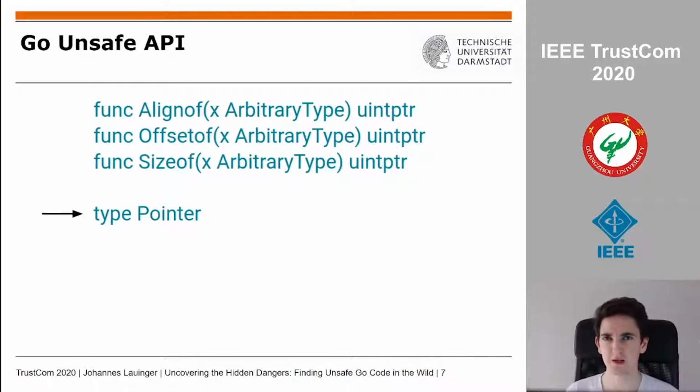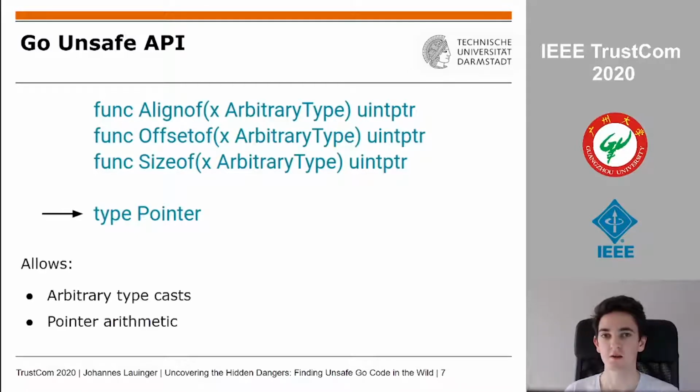Now, the Unsafe API is a package of the Go standard library, and it contains 4 members. 3 of them are functions, and then there's also the pointer type. And this pointer type, I marked it with an arrow here, is the most important part of the Unsafe API in terms of its capabilities, because it gives us some additional power.